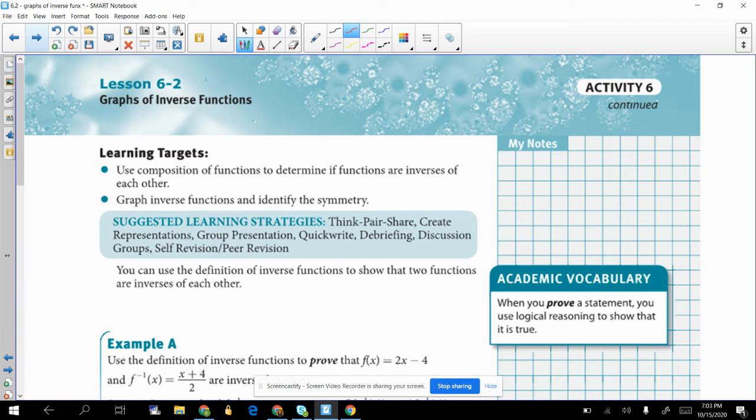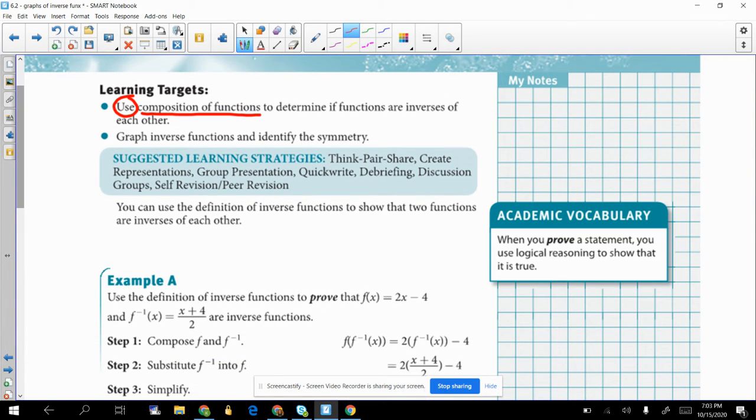So, our learning targets are that we are going to use composition of functions, so composite functions, what we were doing in activity 5, to determine if the functions are inverses of each other. Okay, so inverses, what we were doing in the last video. And then we're also going to graph inverse functions and identify the symmetry.